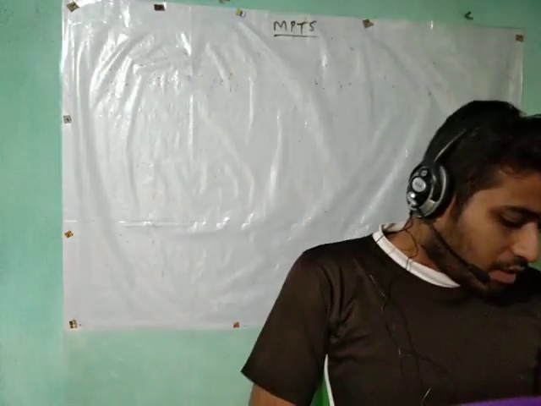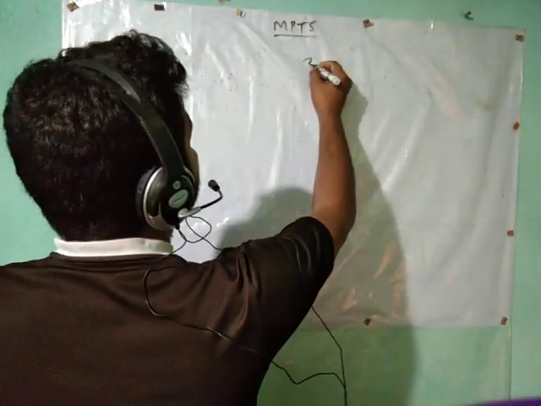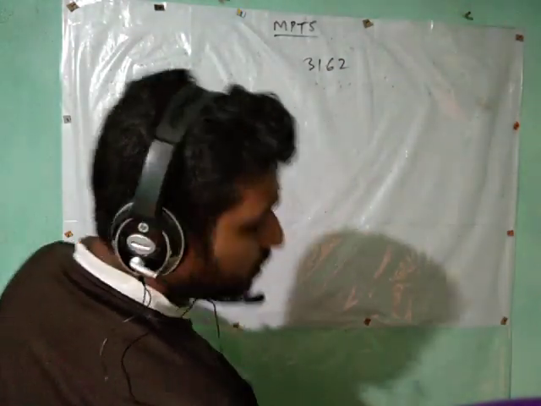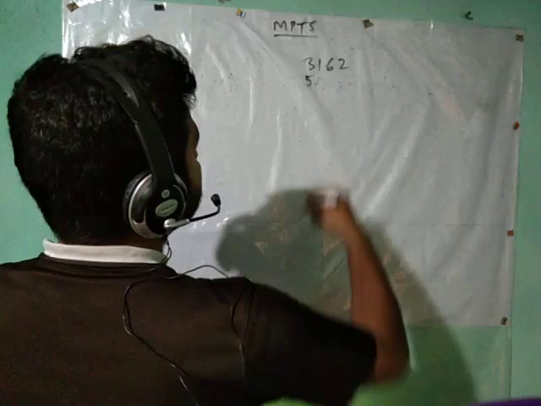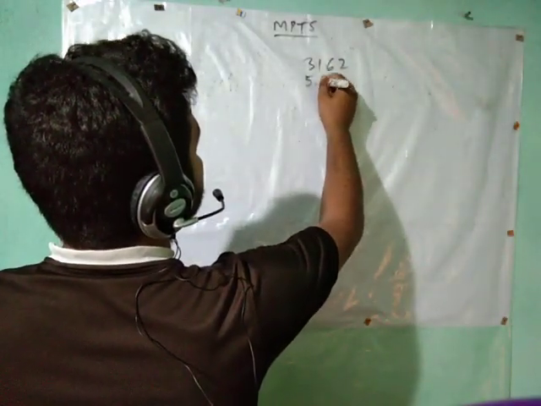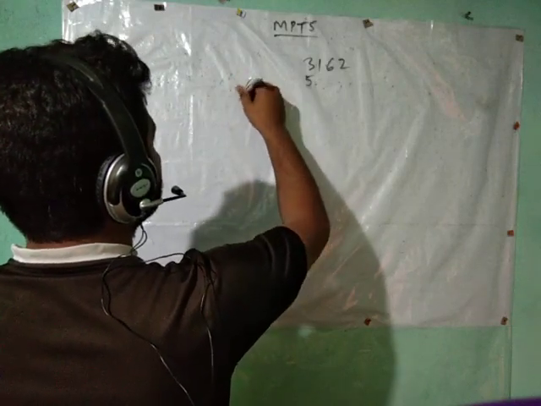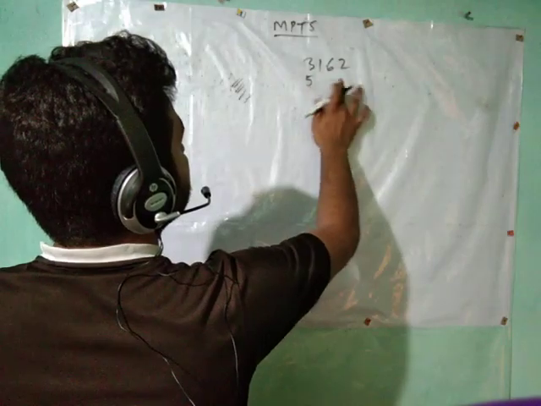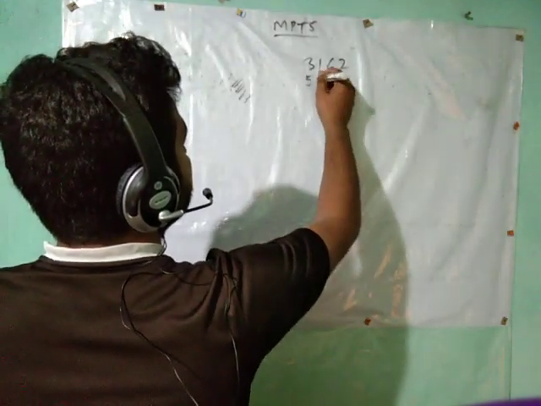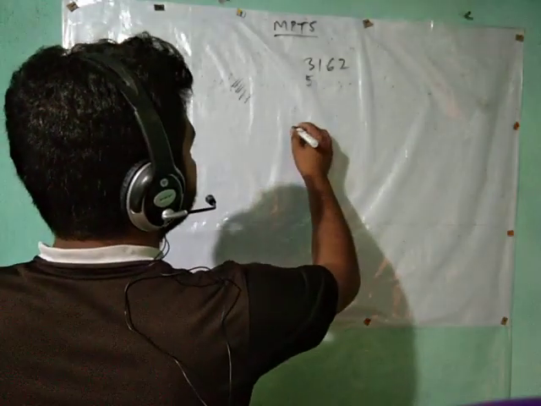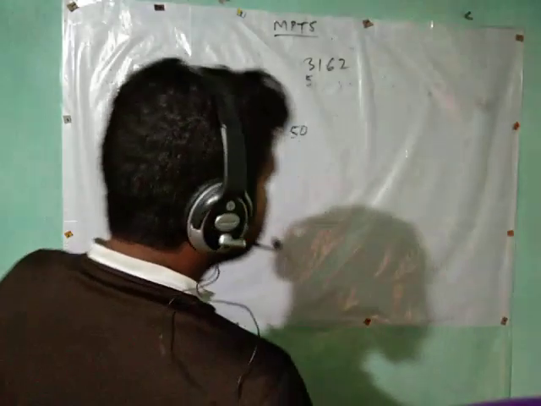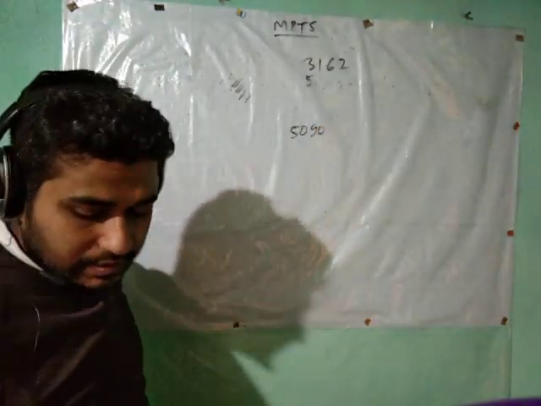What is the question? Question number 1. What must be added to 3162 to get 5090? Now you tell me, there are two numbers, right? 3162, and the other number is 5090. Isn't these the numbers?